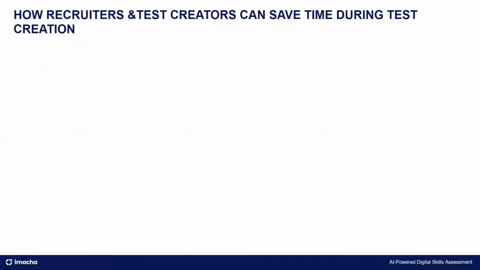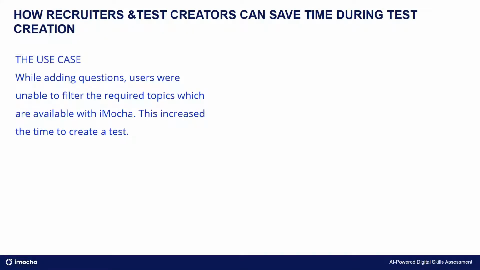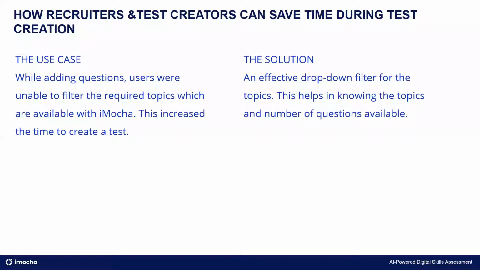First, how recruiters and test creators can save time during test creation. I'll discuss the use case first. When you're using iMocha to create a test and you add a skill to the test, the drop down earlier did not have a filter for the required topics. So recruiters and test creators had to search for the questions available in a particular topic, which obviously increased the time to create the test. The solution is that we now have an effective drop down filter for the topics. This helps in knowing which topics are available and also the number of questions available in each topic. I'll show how it looks on the platform.